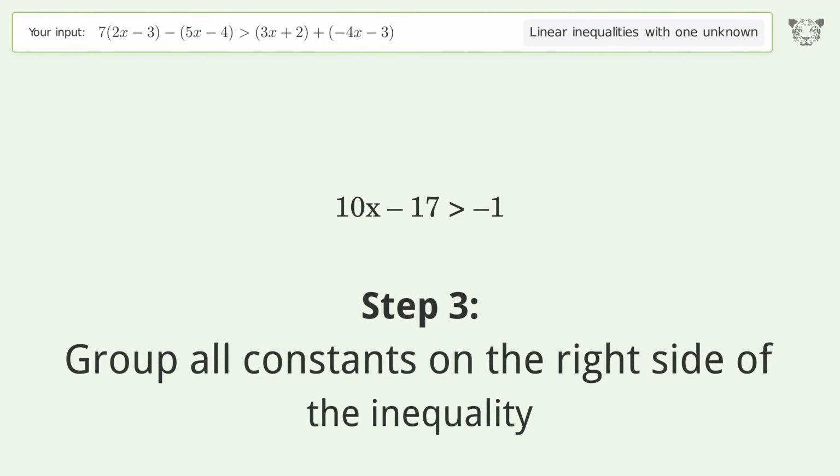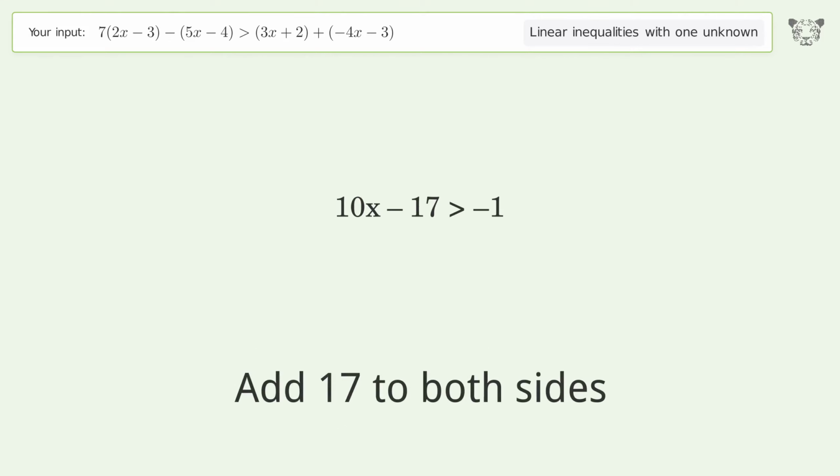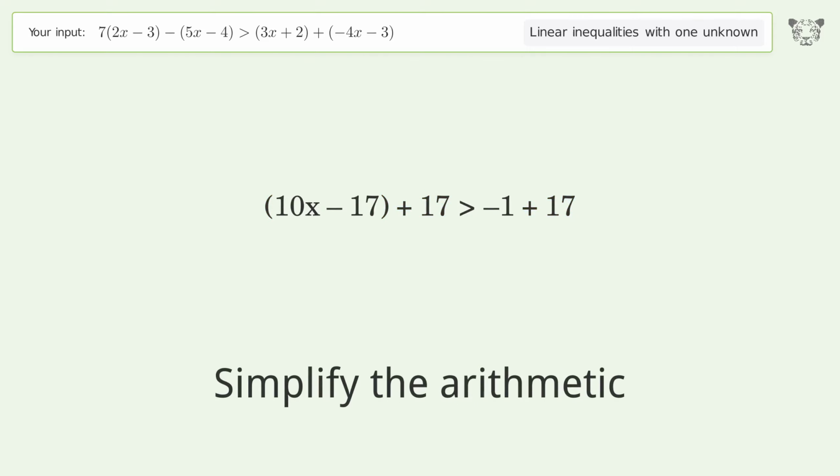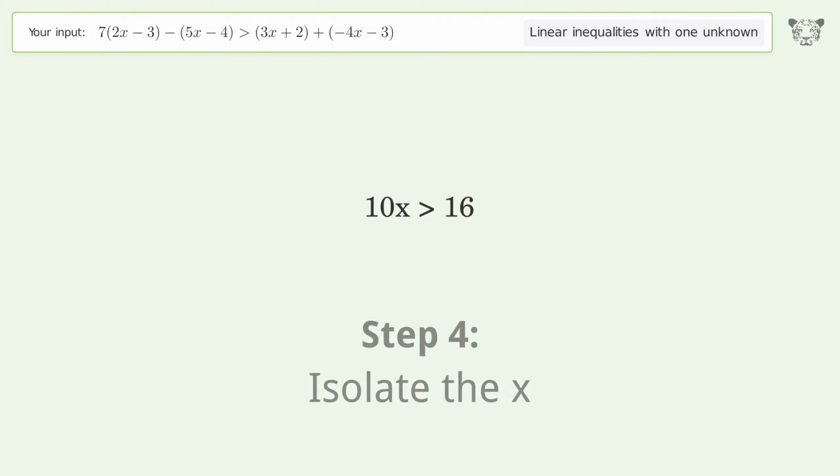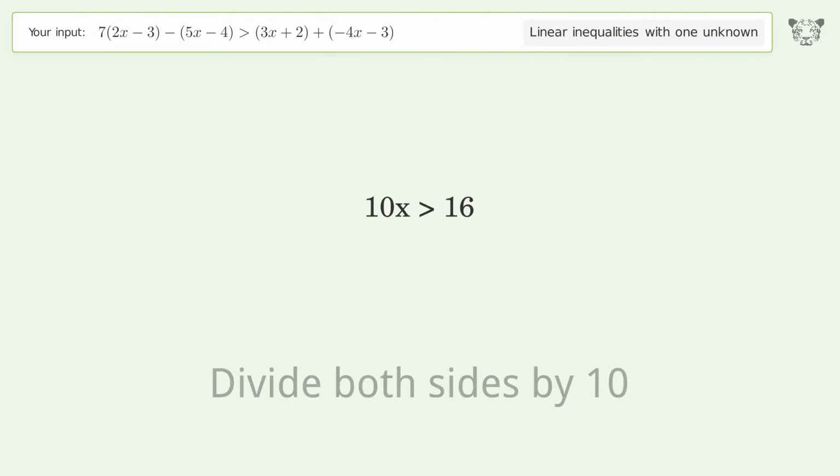Group all constants on the right side of the inequality. Add 17 to both sides. Simplify the arithmetic. Isolate the x. Divide both sides by 10.